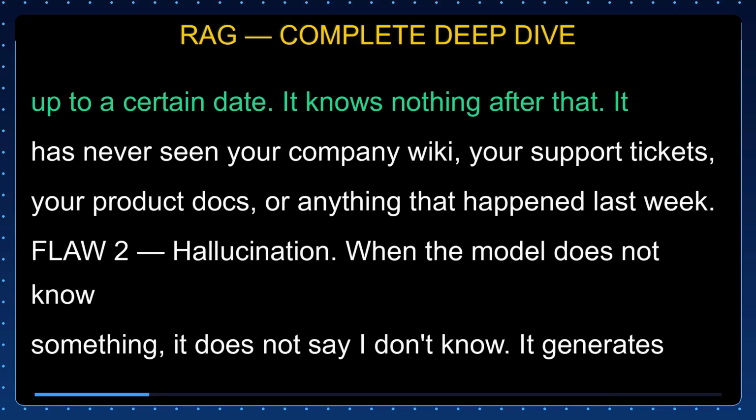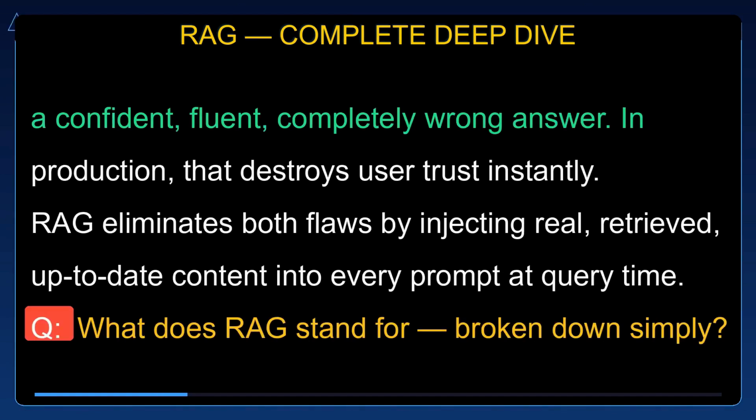Flaw 2. Hallucination. When the model does not know something, it does not say I don't know. It generates a confident, fluent, completely wrong answer. In production, that destroys user trust instantly. RAG eliminates both flaws by injecting real, retrieved, up-to-date content into every prompt at query time.